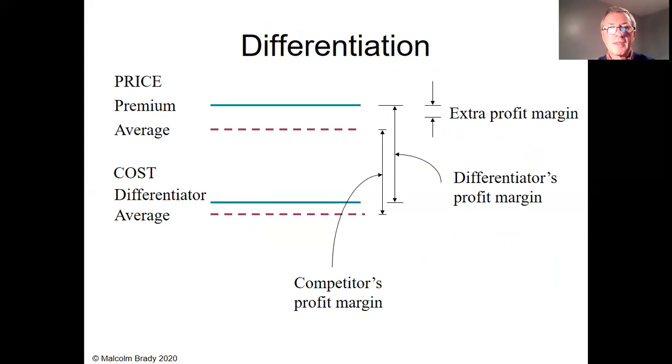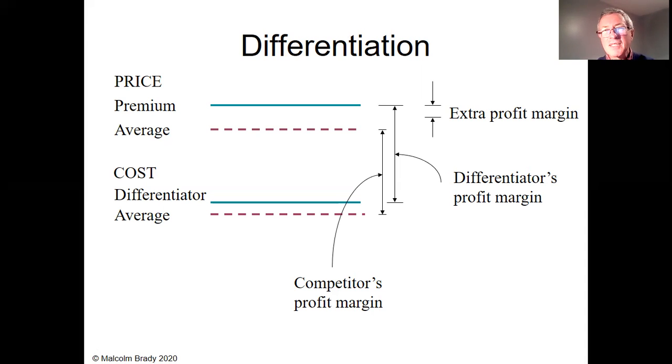Here we see the average price in dotted line here, and the average cost in the industry here. Okay, the dotted line here. Now your differentiator obviously is providing some extra value to the customer, and therefore charges some extra premium for that value. So you can see the premium up here. Sorry, my little arrow is lost. So the premium is the full line above the average price. And it costs more, generally speaking, in Porter's view of differentiation, because you're providing some extra value, typically it'll cost you something extra to provide that. So your costs are higher than average as well.